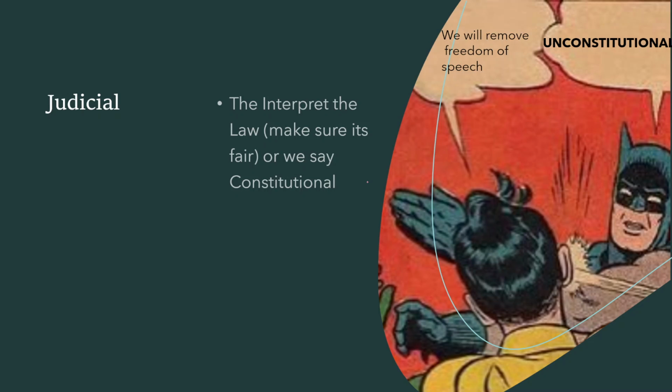The judicial, they interpret the laws. So if the legislative branch passes a law that says we're going to remove the freedom of speech, the judicial branch is going to say, no, that is unconstitutional and no one has to follow that law. Okay? That law is bad. So they interpret the laws. J for judge. Okay.